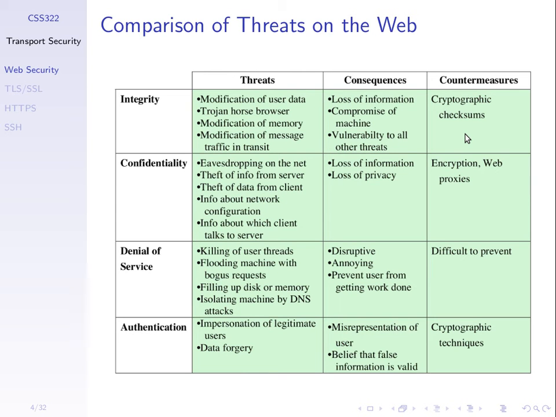The countermeasures, the mechanisms we have to try and stop those threats turning into attacks, include things like what we say here: cryptographic checksums, hash functions, MAC functions, encryption for confidentiality, proxies, tunnels, VPNs, Tor for confidentiality or anonymous browsing. Denial of service attacks are hard to prevent, so it's difficult to have cryptographic mechanisms to prevent them. And authentication, using the techniques we've talked about, public key cryptography, digital certificates.